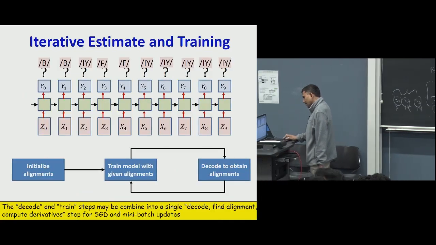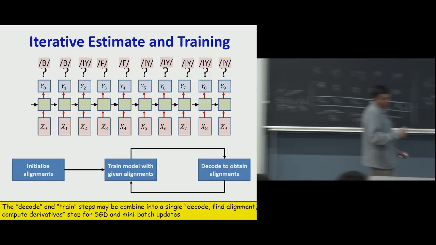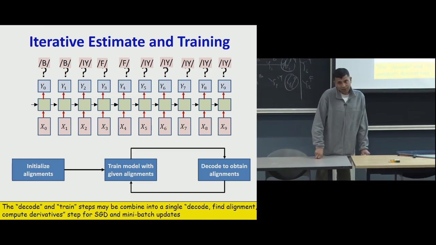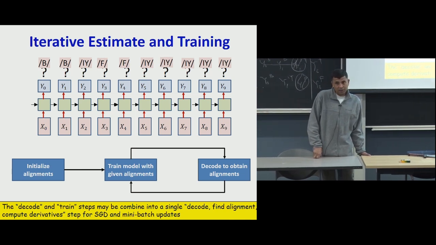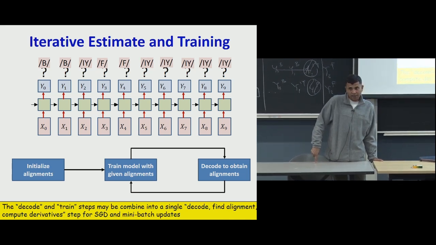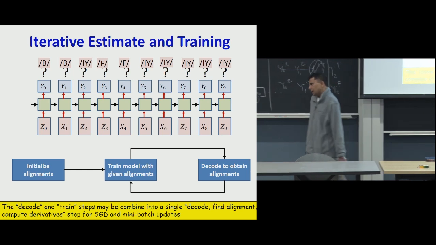The overall training algorithm would look something like this. You'd initialize your alignments for every single training instance. And once you initialized it, you would train your models with these initial alignments, use this model to go back and recover the alignments for all of your training instances and repeat the process till the whole thing kind of converges, right?